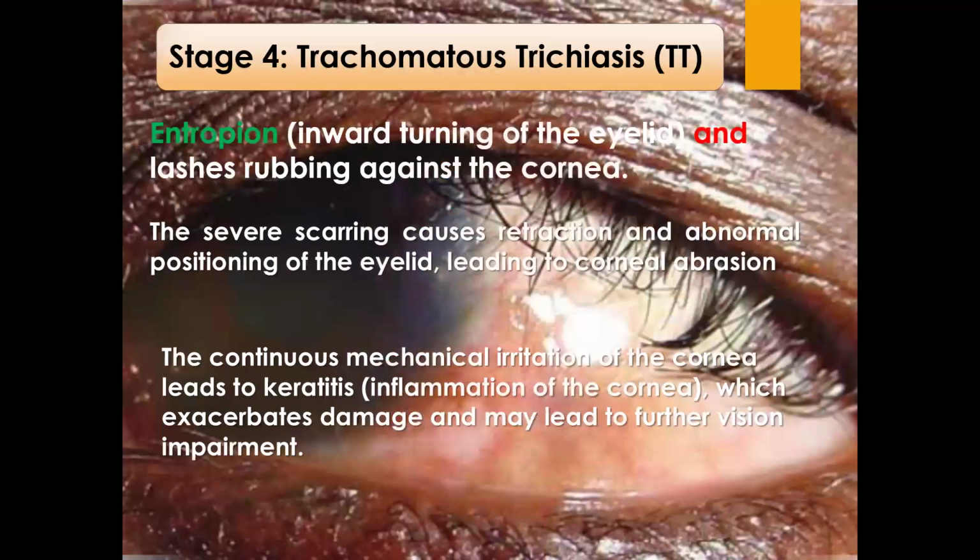Now, the fourth stage. The fourth stage is known as trachomatous trichiasis. Now, the third stage leads to the fourth stage. The fourth stage is the main point. The entropion begins in the third stage. Then when it gets to the fourth stage, known as trachomatous trichiasis, entropion is full. It's now a full-blown entropion.